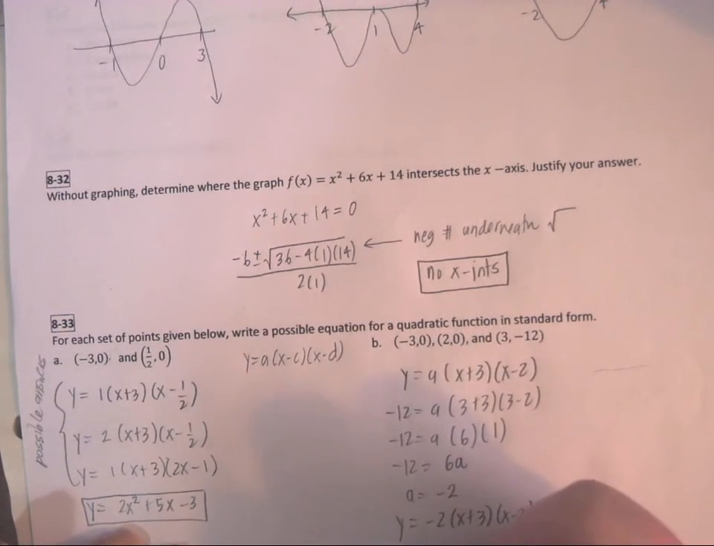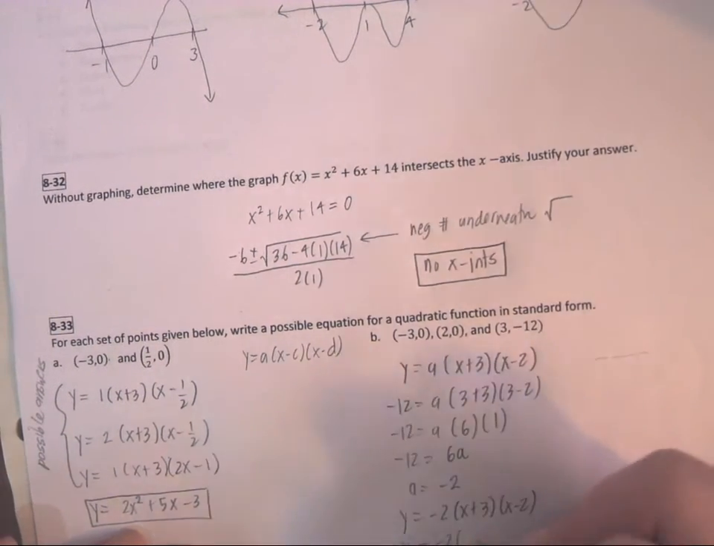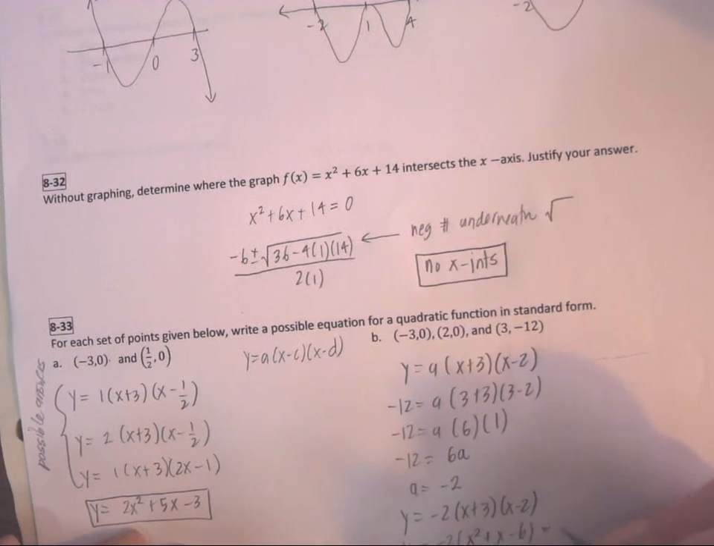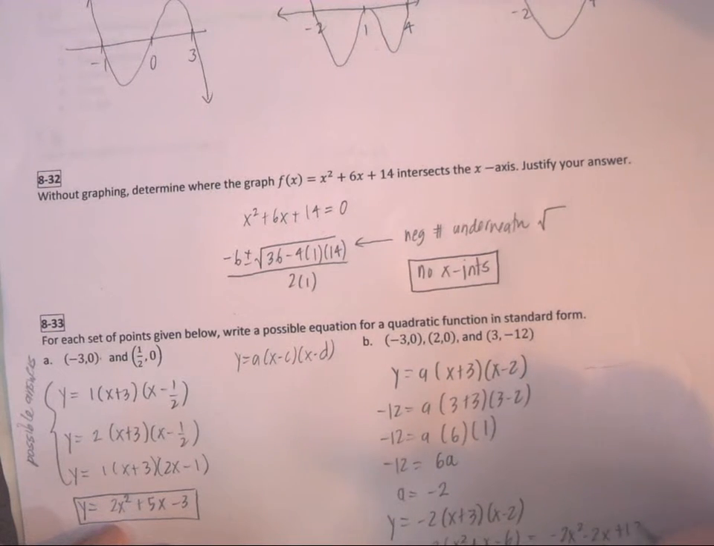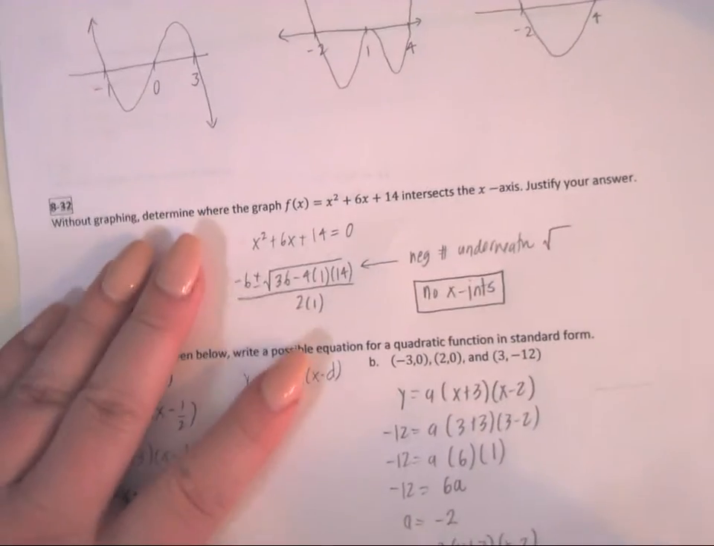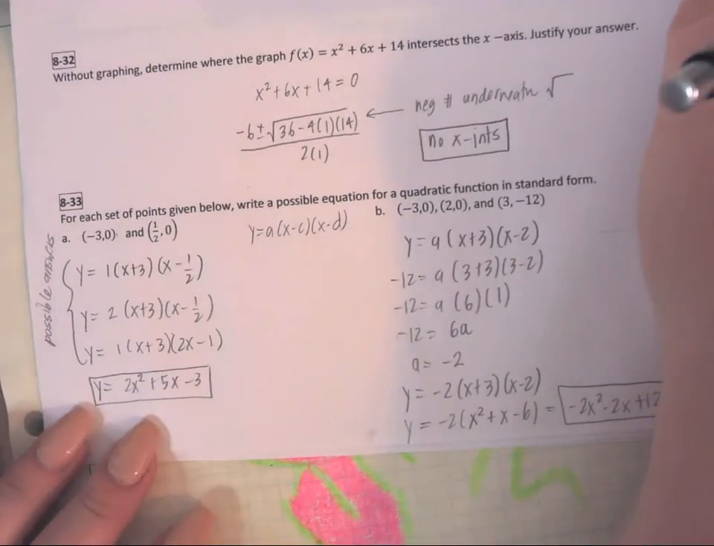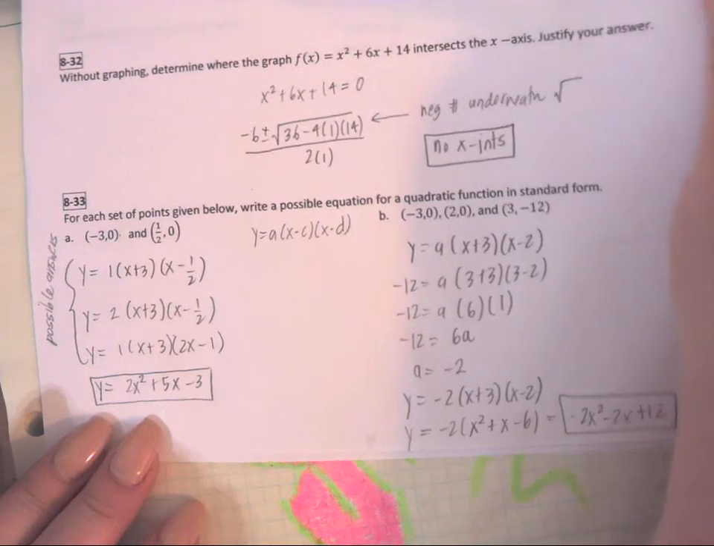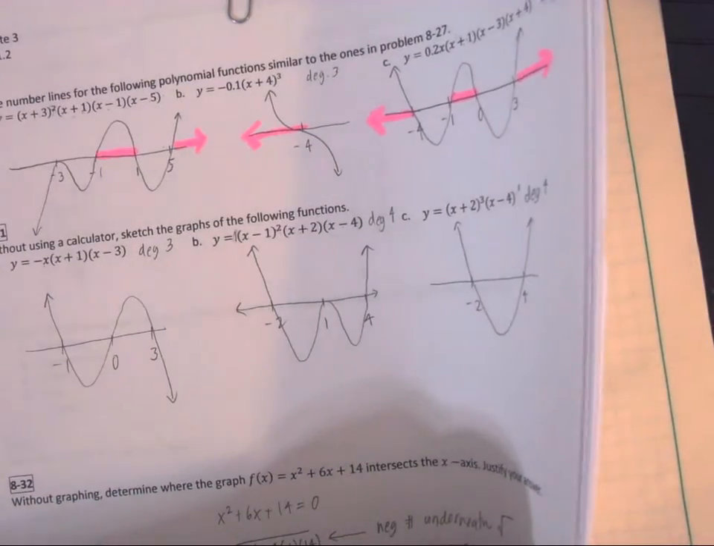So in standard form, you get negative 2x squared minus 2x plus 12. Like that. Okay. Let's go on to the next page.